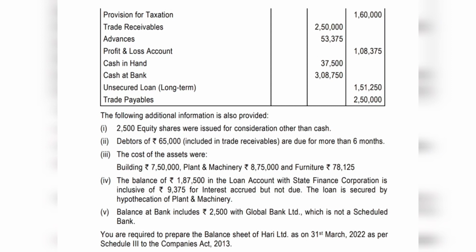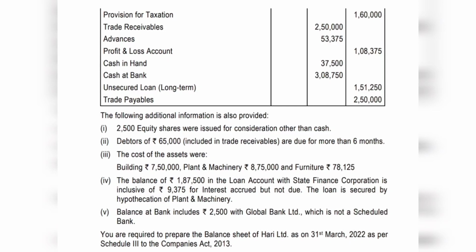And then profit and loss account. Profit and loss account is a liability. It is a credit, actually the accumulated profit of the company. And then cash in hand, cash at bank, which are current assets. And then unsecured loan, long term. But here it is mentioned as long term, so it must be in the secured loan category. And then trade payables, that is sundry creditors.